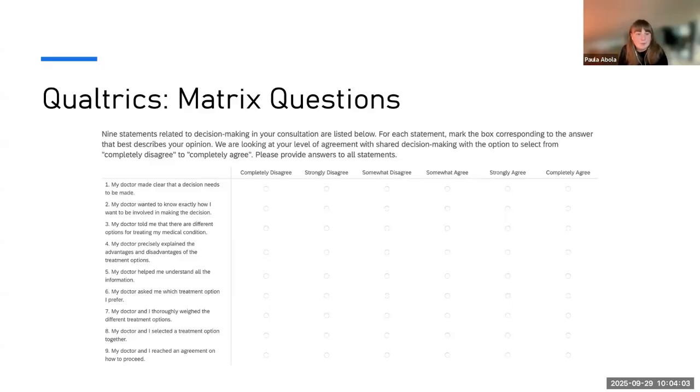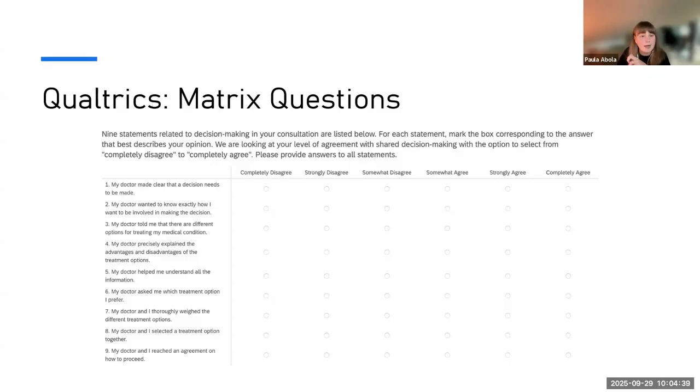And further, these are the matrix questions that I already mentioned. And actually, these are my favorite type of questions when it comes to validated instruments with a Likert scale. As you can see on the slide, I used the SDM-Q9 validated instrument to measure patient perceptions of shared decision-making in Parkinson's disease. And instead of making each of the 9 questions separate, I could have done that. I could have made 9 separate questions and made the multiple choice answers from completely disagree to completely agree. I built them all into this matrix table.